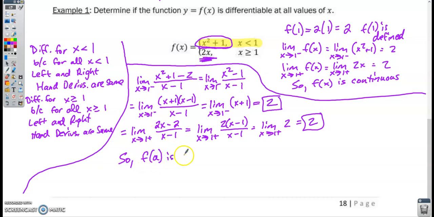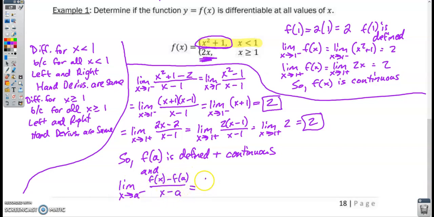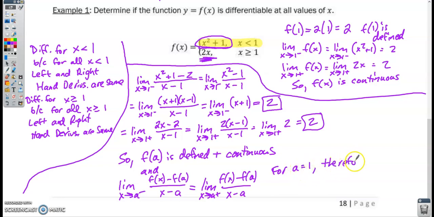And so f of a is defined and continuous. And the limit as x goes to a from the left of the difference quotient is equal to the limit as x goes to a from the right of the difference quotient. For a equals 1, therefore, f of x is differentiable for all values of x.